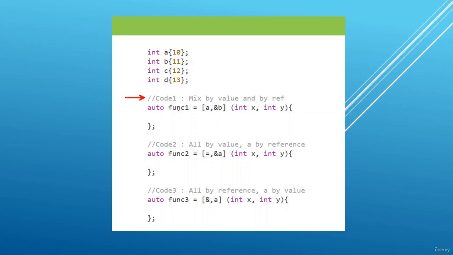This is going to work. And the compiler is going to generate a functor which is going to have a member variable which is going to be a copy for A and the reference for B. You can test this out in CPP Insights. You're going to see the functor that is generated here.